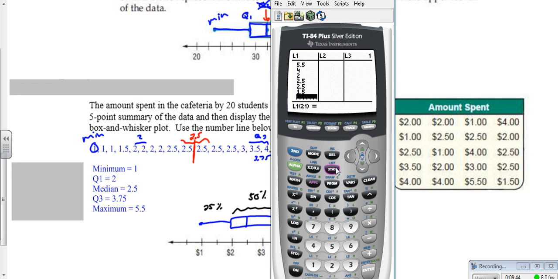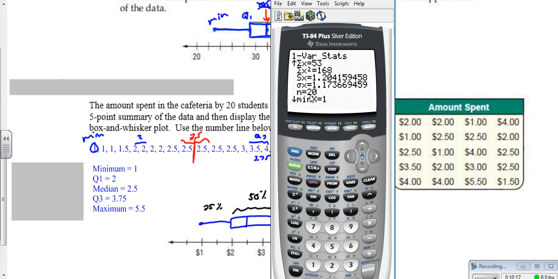And then if I go Stat, arrow over to Calculate, one var stats means one variable statistics. And I go Enter, and I go second function 1, because there's an L1 there, which is list 1. That's where my data is. I go Enter. I get a lot of information here. X bar statistically is the average or mean, which we didn't need for the 5-point summary. And this one right here is going to be valuable in a little bit. That's standard deviation. We'll talk about that later.